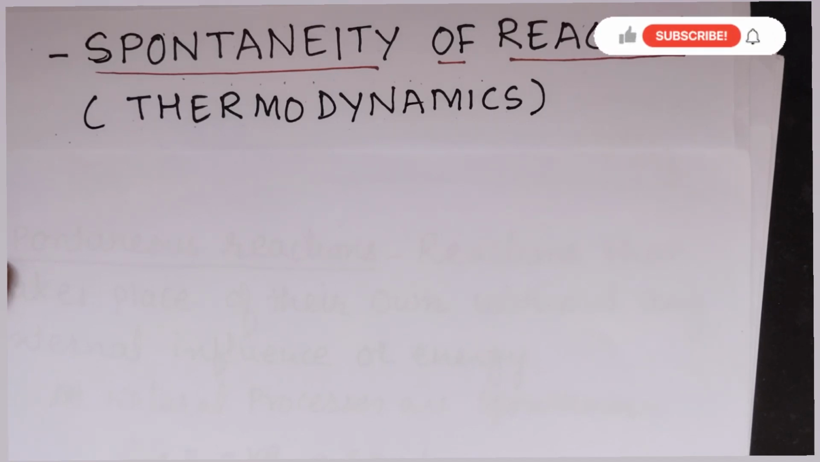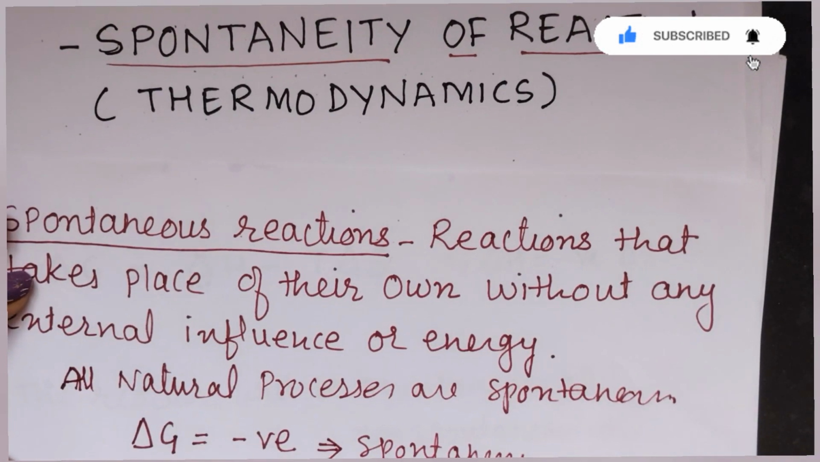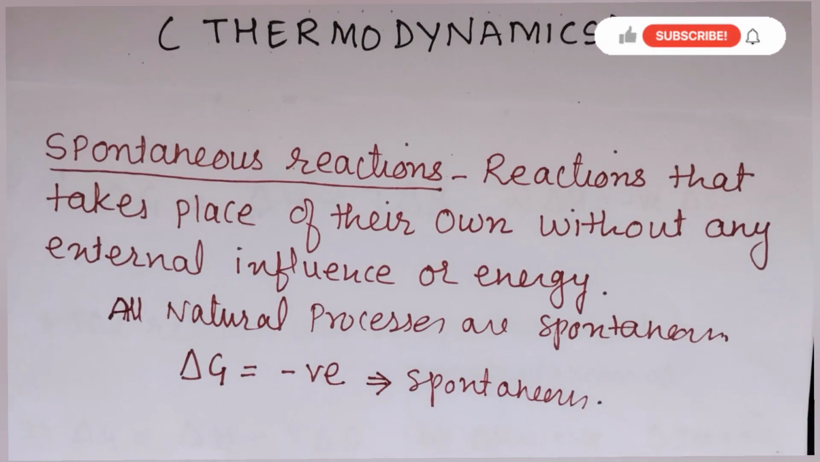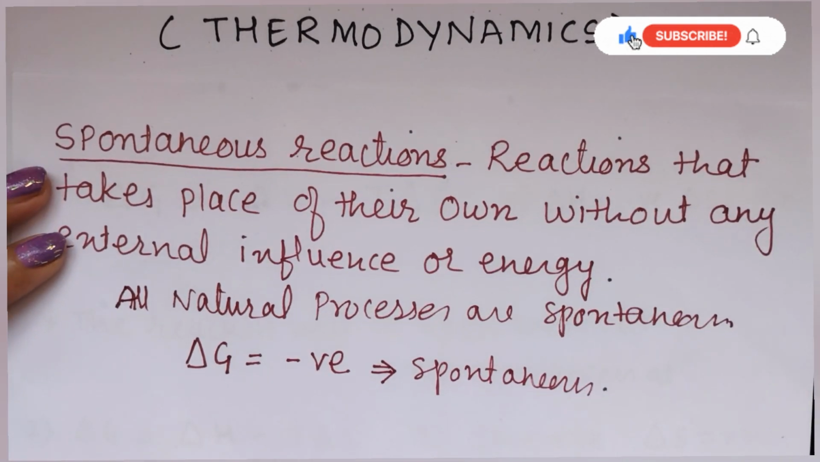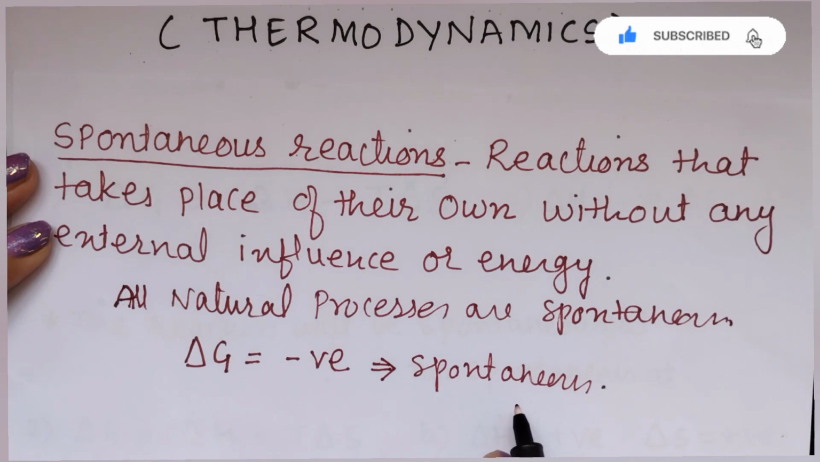Students, in this video we are going to study the spontaneity of reaction. To know how to predict the spontaneity of reaction, before that let us understand the meaning of spontaneous reactions. Reactions that take place of their own without any external influence or energy are called spontaneous reactions. All natural reactions are spontaneous reactions, and for a spontaneous reaction, the delta G sign should be negative. Means if delta G's value is negative, then we say that the reaction is spontaneous.